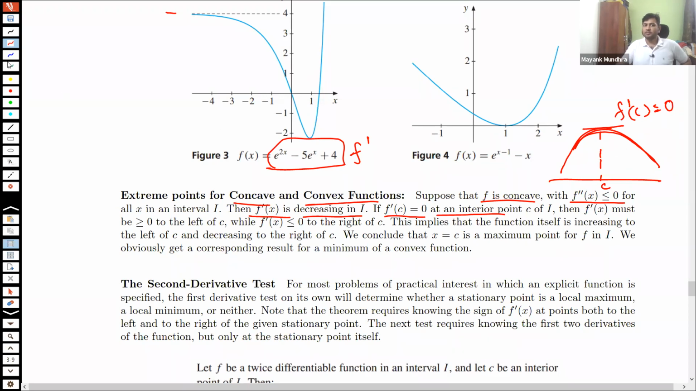Then what must be true here is that for a concave function, f prime is decreasing. So f prime value is 0 here, so it must keep reducing to the right of C. So to the right, I should have f prime less than 0, and to the left, I should have f prime positive. So this function is increasing here and decreasing here, which means that for a concave function, if you have a stationary point like C, then this should be a point of maxima. So these two conditions together imply that C is a local maximum.